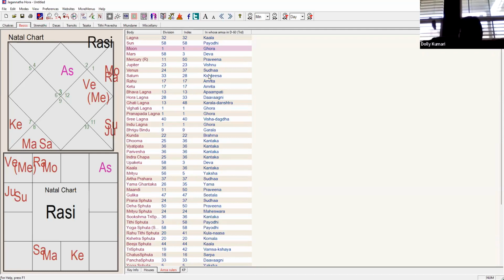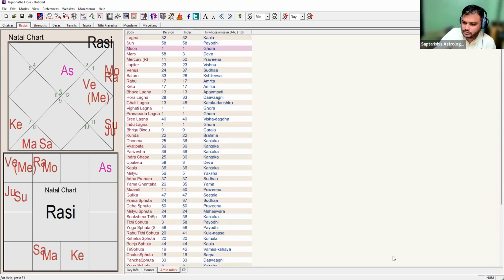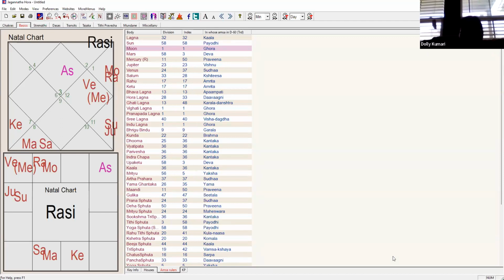One more thing I would like to point out here: since the Lagna Lord and Moon both are afflicted. The Lagna Lord is debilitated and the Moon is with Rahu and afflicted. So this means this person is attracting lots of negative energy, and that's why he is having diseases repeatedly. Yeah, that we can say.